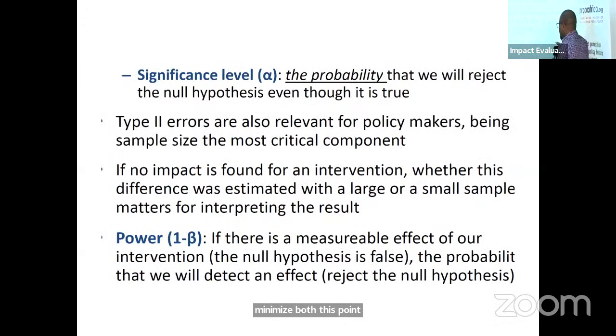Level of significance. All of this is just what I've been talking about. Okay? Level of significance is the probability that we will reject the null hypothesis even if it is true. We have talked about all of this.